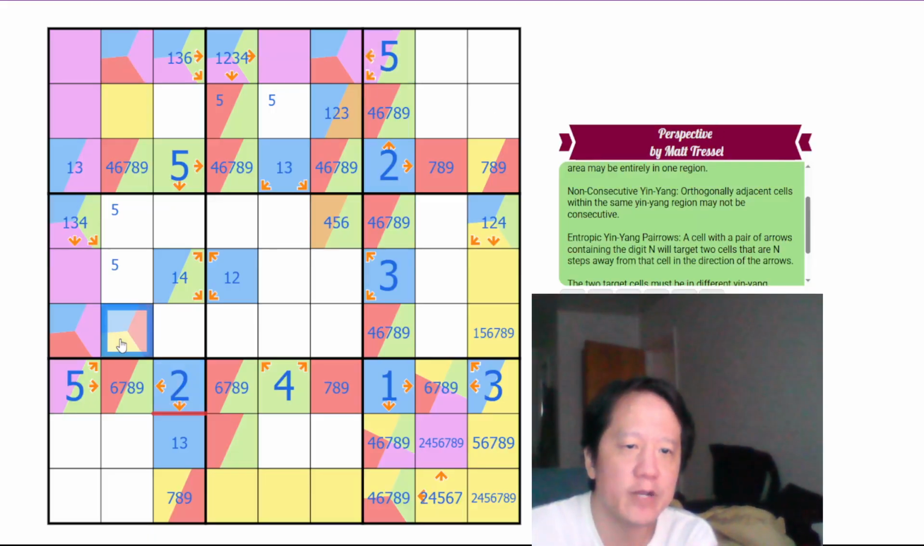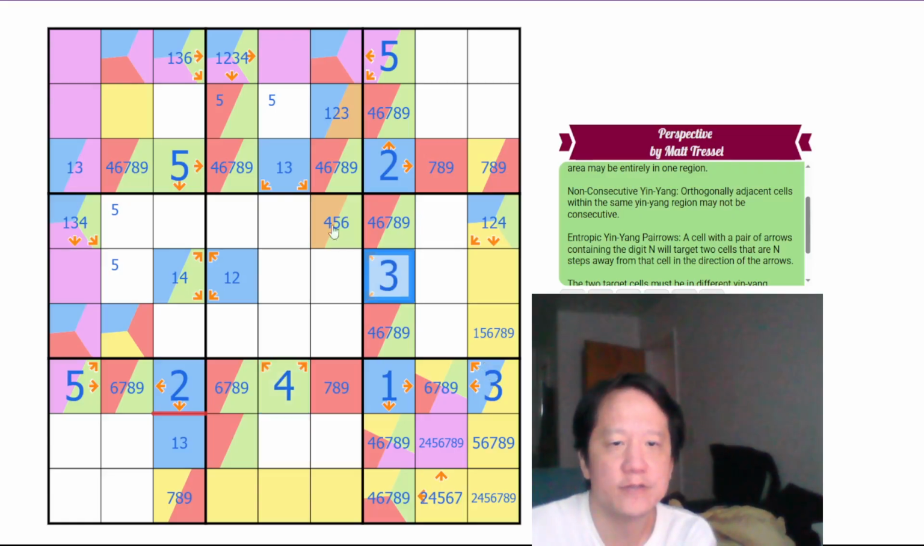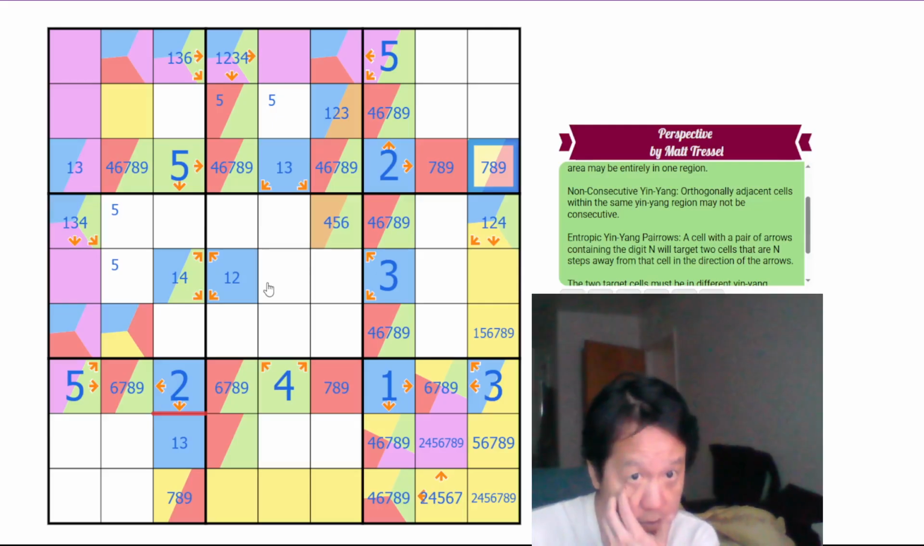5 has low and high with it. 5 has high and low with it. 3 has medium and high with it. 3 has high and medium with it. 2 has medium and high with it.